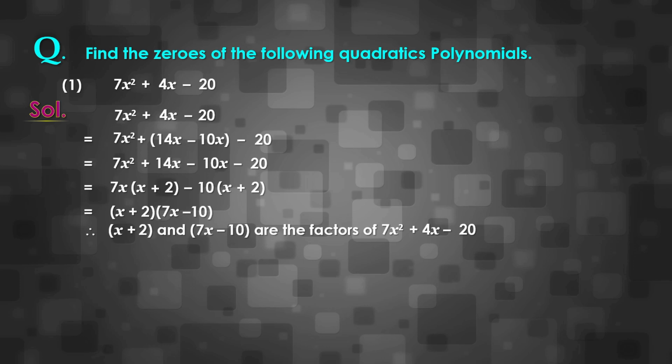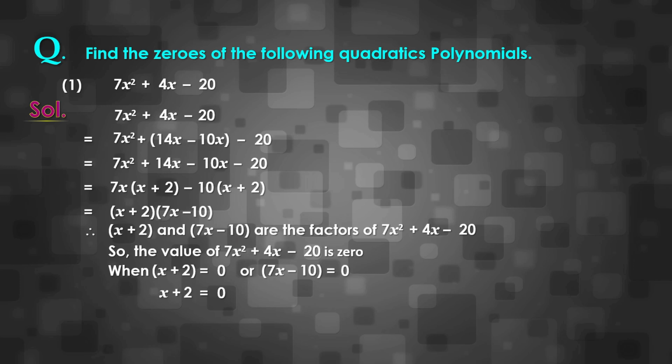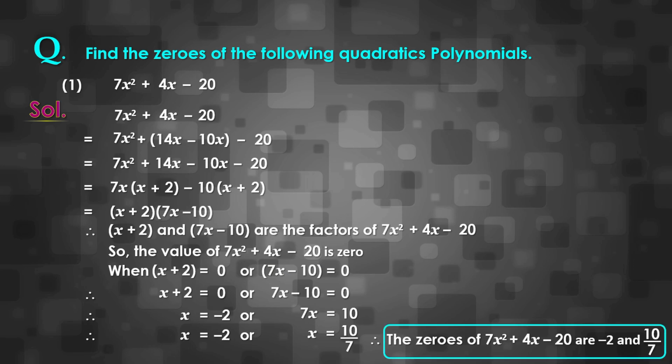To find the zeros, we equate each factor to 0. First, x plus 2 equals 0. So x equals negative 2. Second, 7x minus 10 equals 0. So 7x equals 10. So x equals 10 divided by 7. Therefore, the zeros of 7x square plus 4x minus 20 are negative 2 and 10 by 7.